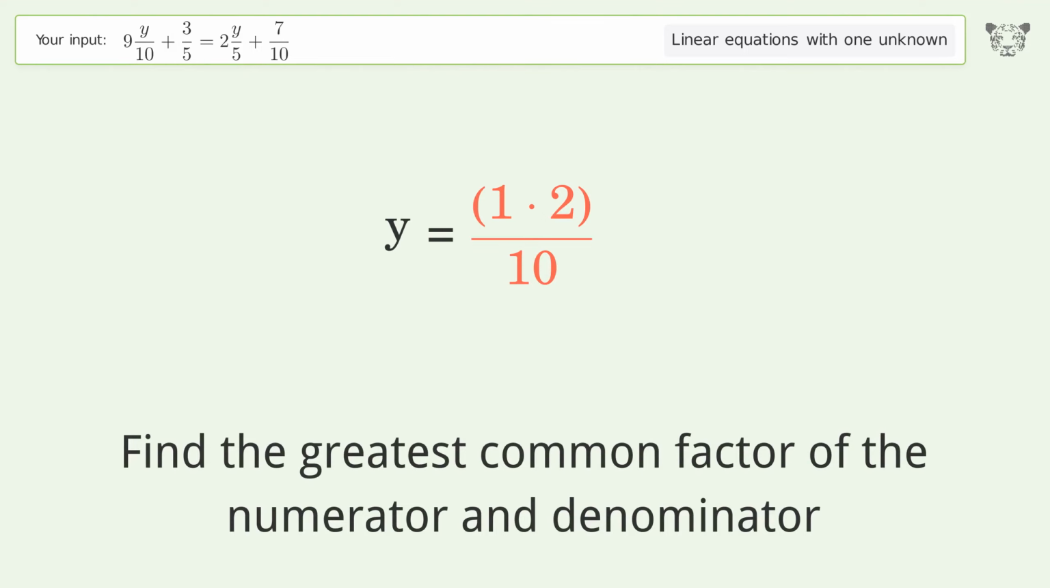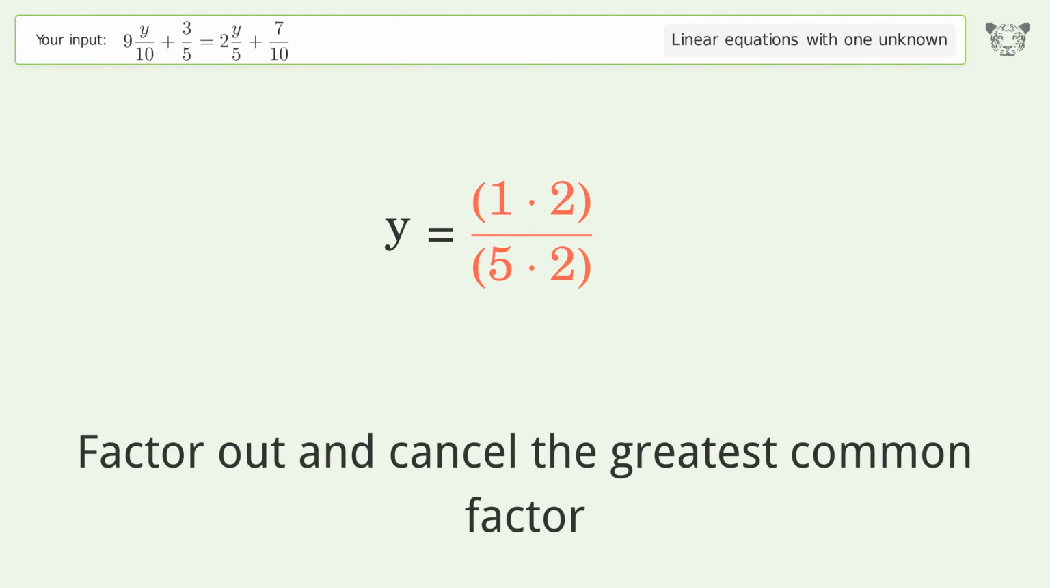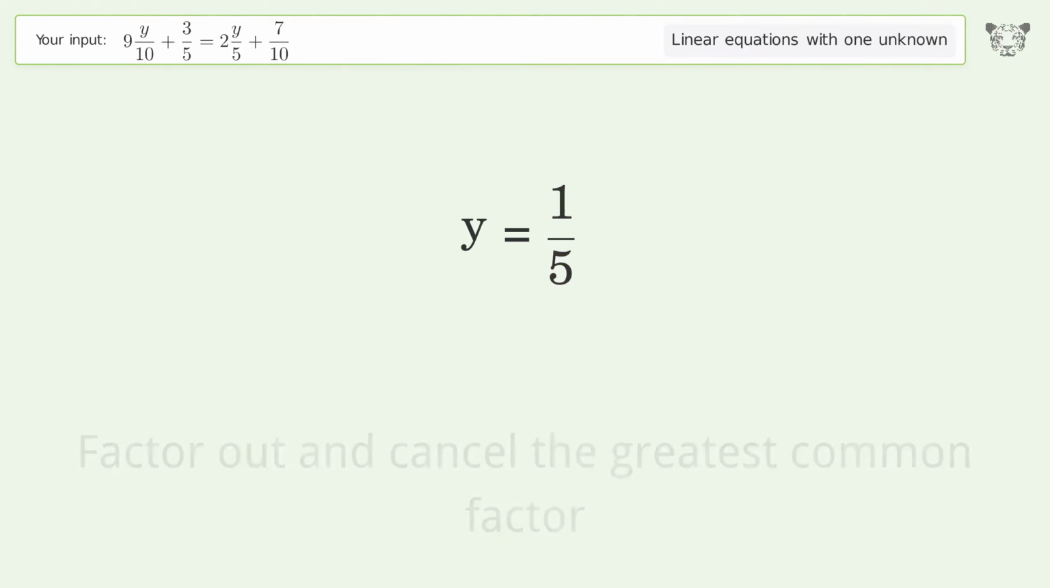Find the greatest common factor of the numerator and denominator. Factor out and cancel the greatest common factor. And so the final result is y equals 1 over 5.